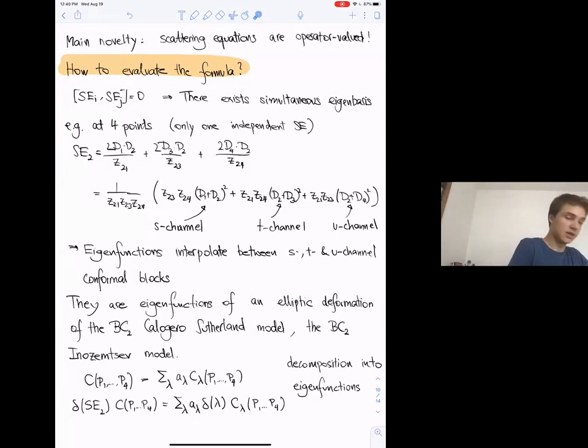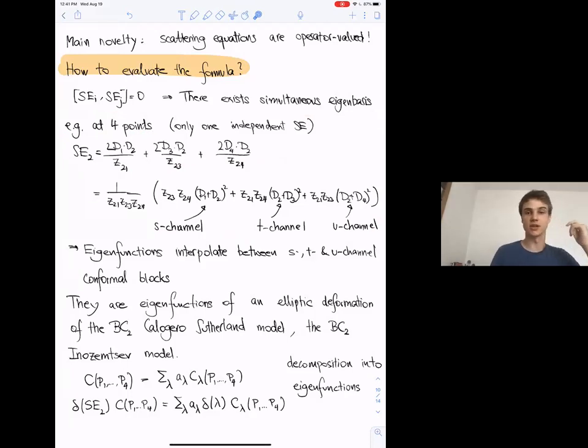Okay, so as a first comment, the good news is that at least all the scattering equations commute, which is not obvious from the formula. And that means that you can find a simultaneous eigenbasis to all the scattering equations. So for instance, at 4 points, we just have one scattering equation because by Möbius invariance, 3 are redundant. So let's just pick the second one. And written out, it has this form. And just factoring out some factors, you get this formula.